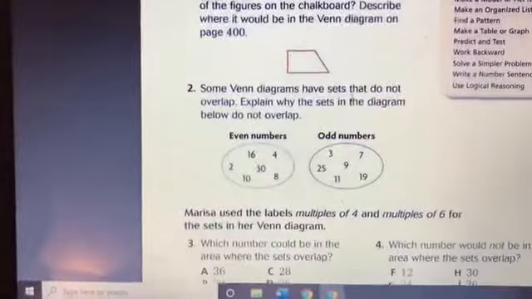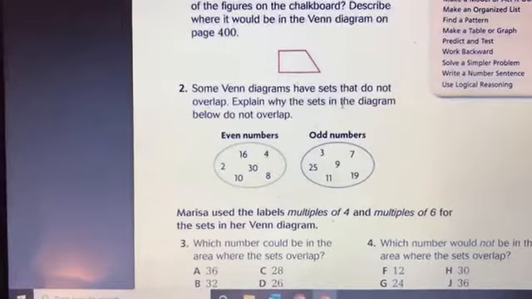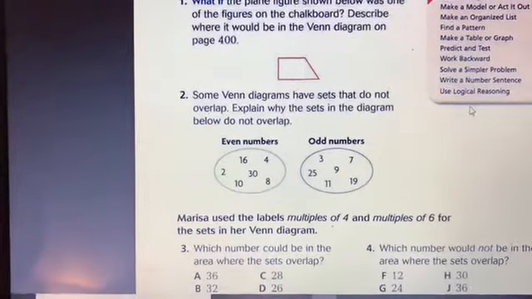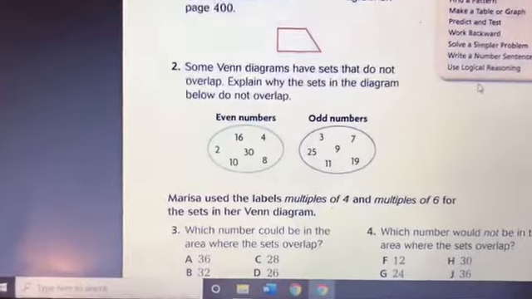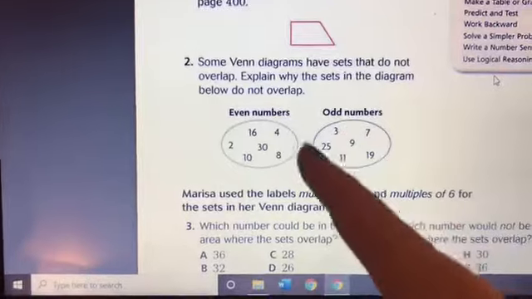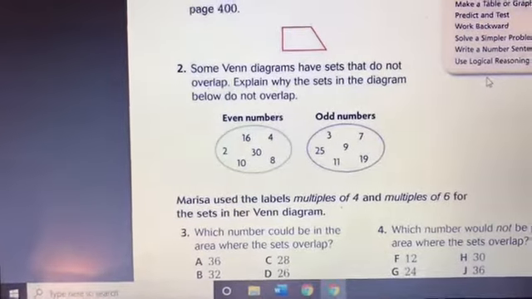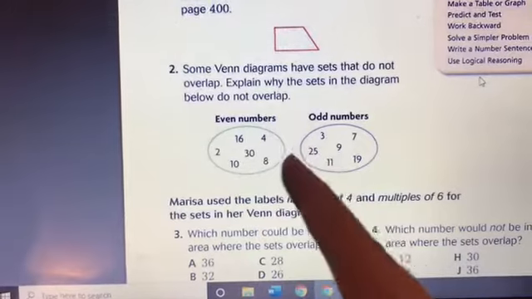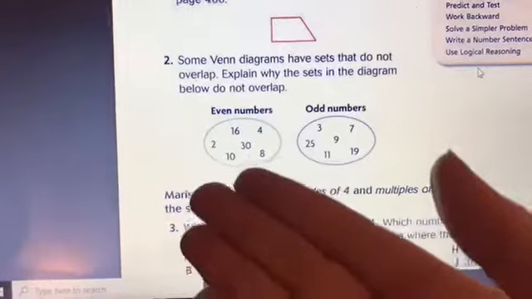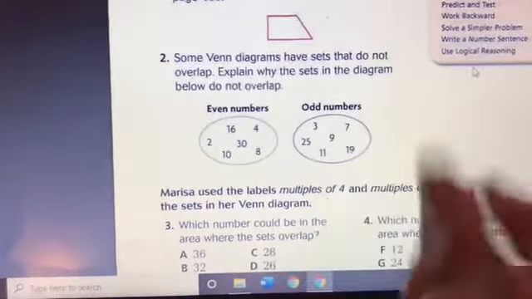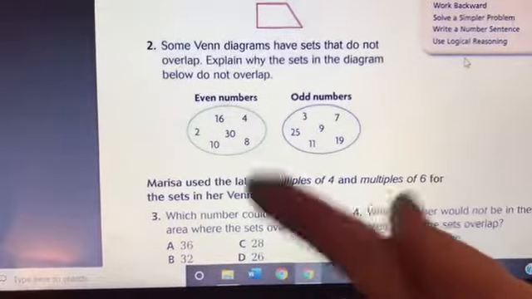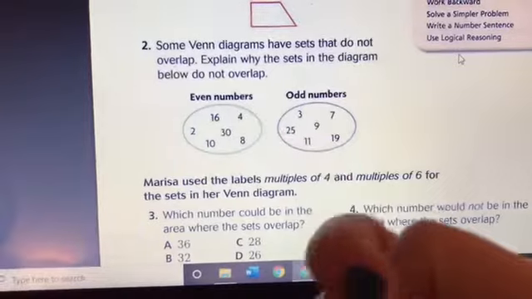Let's check out number 2. Some Venn diagrams have sets that do not overlap. Explain why the sets in the diagram below do not overlap. Well, let's see. We have a circle that has even numbers and a circle that has odd numbers. Why do you think that there wouldn't be any that belong to both? Have you ever heard of a number that's both even and odd? Not that I know of. So I think that's why this Venn diagram wouldn't overlap, because there are no numbers that are both even and odd.